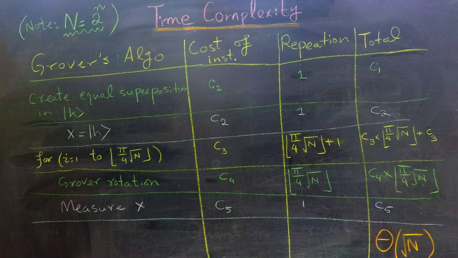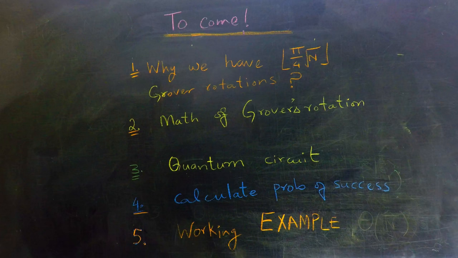We can easily calculate the running time of Grover's algorithm. The running time of Grover's algorithm is theta of square root of capital N. Although Grover's algorithm running time is exponential, it is optimal, and no quantum or classical algorithm can do better than that. We are far from done.